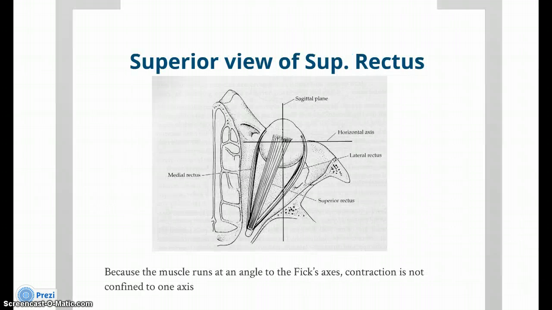Okay, so this is an above view of the eye and the muscle. The muscle is the most middle one here. Because the muscle runs at an angle to the visual axis, contraction is not confined to one axis, so it moves on more than one axis.